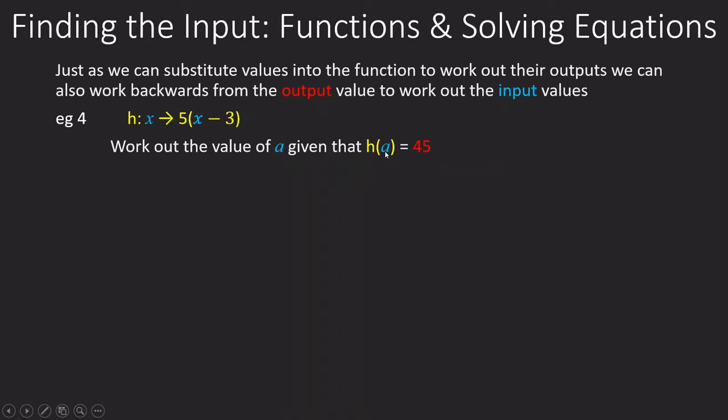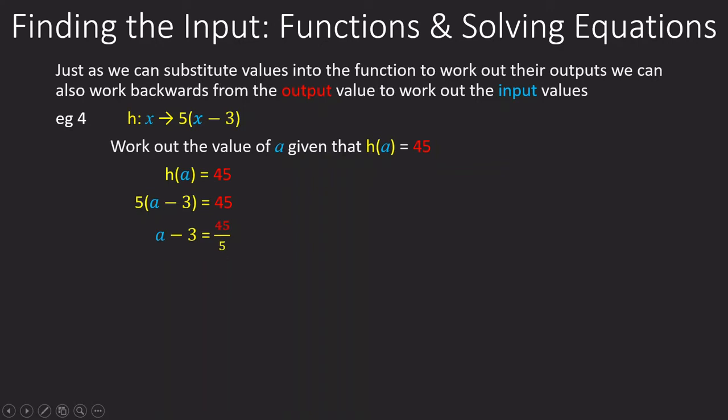In order to do this, you need to simply remember that function h performs this to its input values. So when I say that h of a is equal to 45, that means that a minus 3 multiplied by 5 is equal to 45. Now I've just got an equation that needs rearranging to solve. I want to find out what a is, so let's get a on its own. I'll take this 5 to the other side. Here it's multiplying, so there I'll divide.